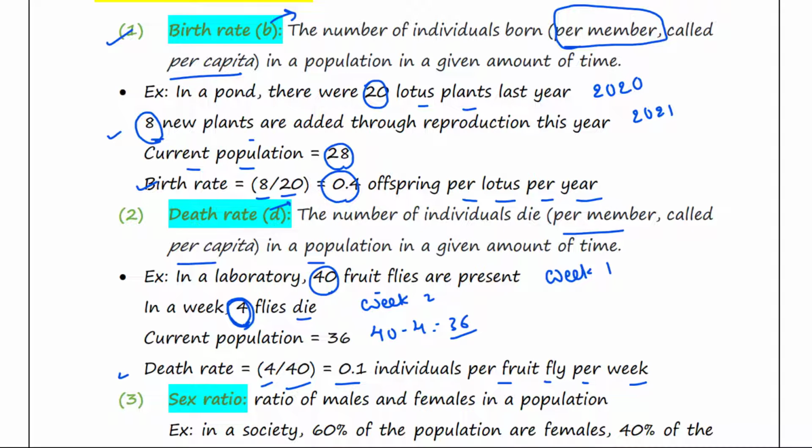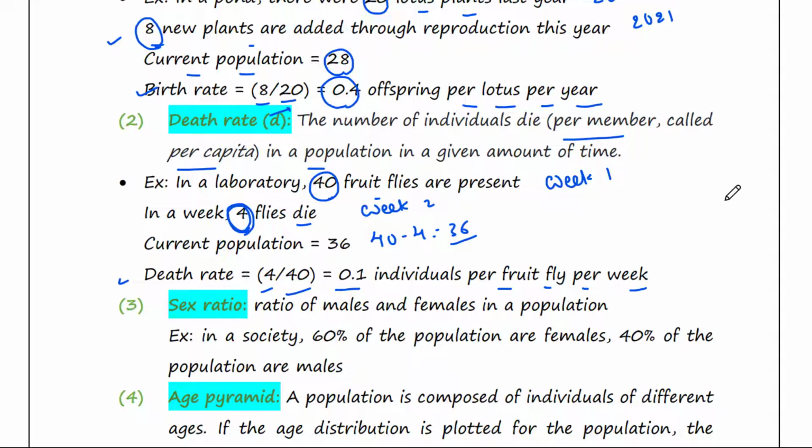Next is sex ratio. The ratio of males and females in a population is called sex ratio. It is very easy. For example, in a society 60% of the population are females and 40% of the population are males. So the sex ratio is 6:4, right?